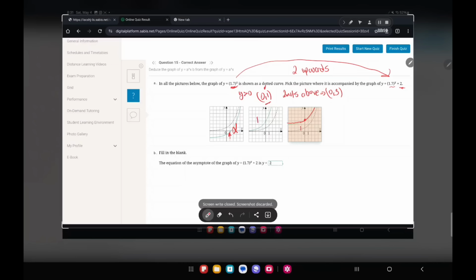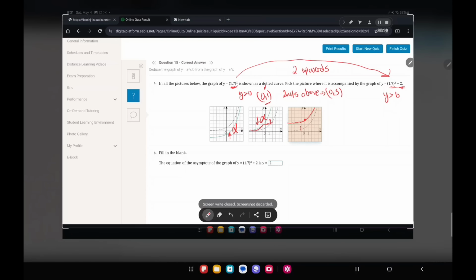By the way, also, to prove that this is wrong, in 1.7^x plus 2, we said y is always greater than b. So in this case, b is 2, so y is greater than 2. Okay, so in this case, 2 is up here. How can it go under 2 if this is 1.7 to the power of x plus 2? It can't, right? So like I said, that further proves that this one is wrong, because it can't go below 2. It has to always be greater than 2.